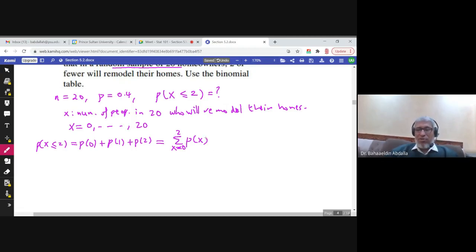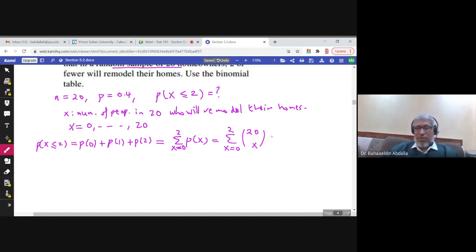Good. How to ask the calculator to evaluate this? Okay, I will first write the definition of probability of x. According to the formula, probability of x is nCx. What is n here? n is 20. Okay. What is x here? Well, x changes from 0 to 2, so I will write it as just x.